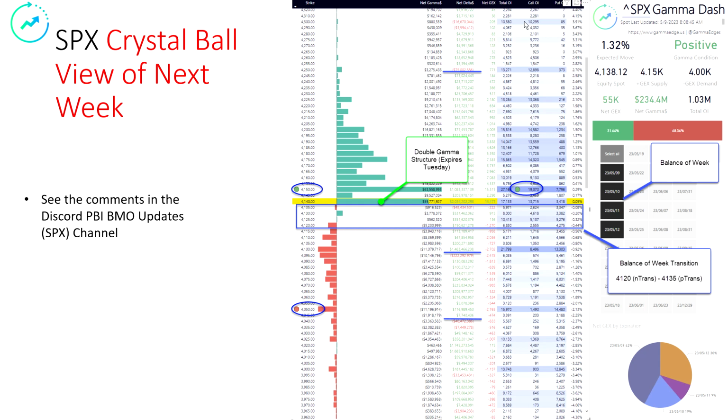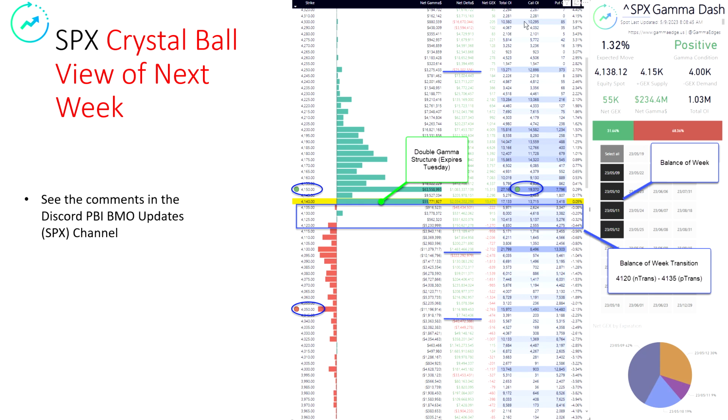To the north, we've got a fairly clear runway past 4,200. That is all call dominated. These are out of the money calls. That's a positive environment for advancement. Do have a couple pockets within transition. We tend to ignore those.